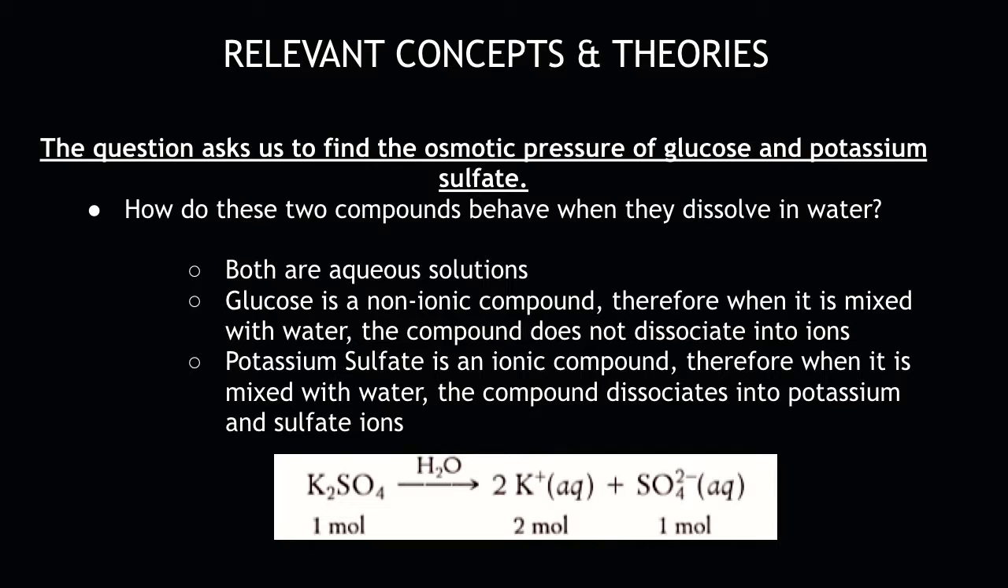The potassium sulfate is an ionic compound, so when it's mixed with water, it does dissociate into potassium and sulfate ions, which is shown right here in this graphic. As you can see, the K2SO4, the potassium sulfate, is mixed with water and it breaks down into 2 K+, which is aqueous, and the sulfate ion, SO4 2-, which is also aqueous.